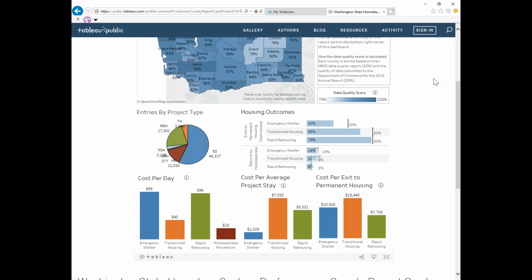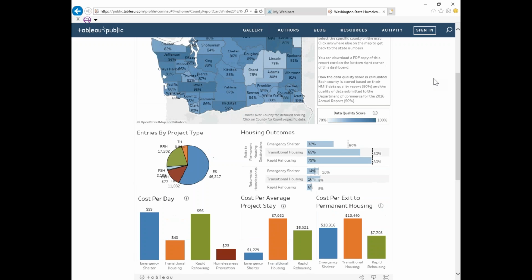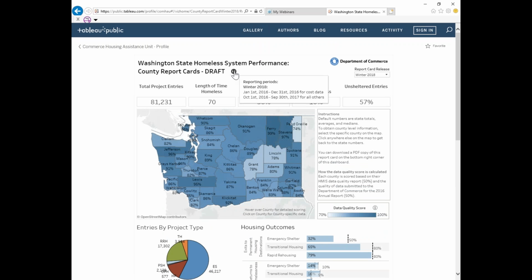Another question, will Commerce be able to add a note on the report that clarifies that the bottom portion is based on calendar year? Yes, that is there. That's already there. So wherever you see this little I symbol with the circle, that's called a tooltip, and there's additional information in there. So that's the first thing you'll see, the reporting periods. It's calendar year 2016 for the cost data, and federal fiscal year October 1st, 2016 to September 30th, 2017 for all other measures. So that's right there in that tooltip.